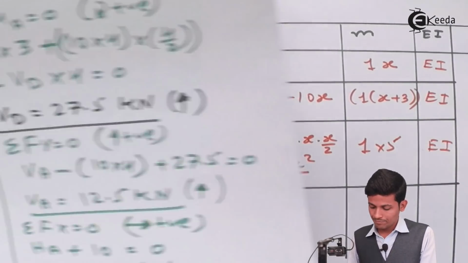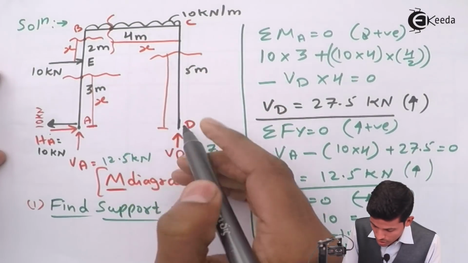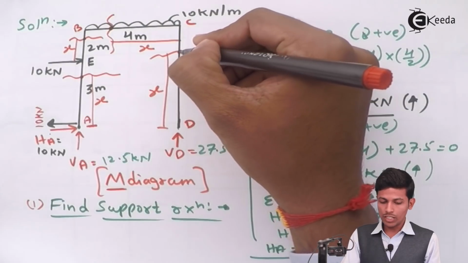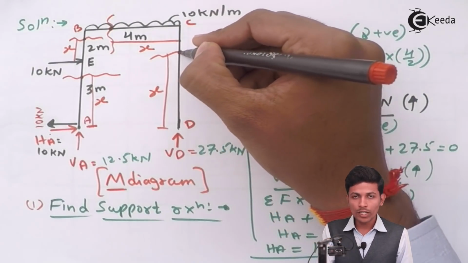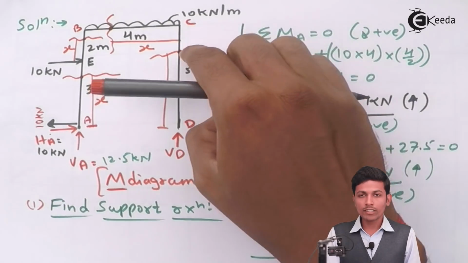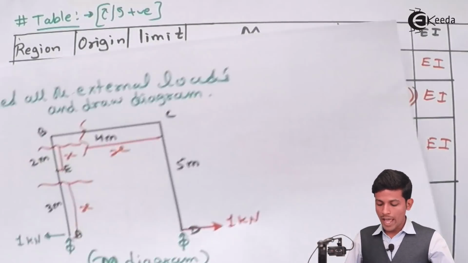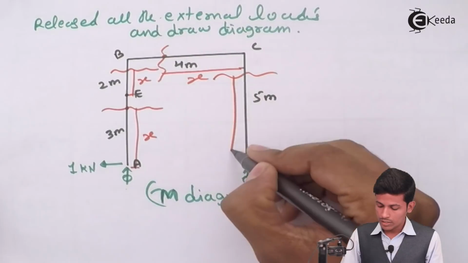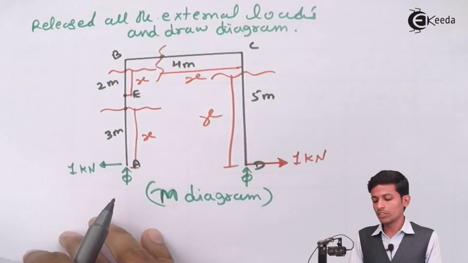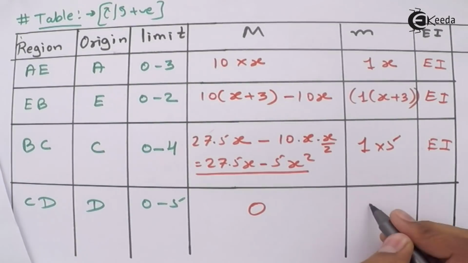Now move to this one. We are taking a section over here. This will be the origin. This is your x distance. Now we are taking bending moment over here. There is no horizontal load. See, there is no horizontal load. That's why this value will become 0. Now in small m, take a bending moment over here. This distance will be x. See, here this 1 is there, so 1 into this x, positive.